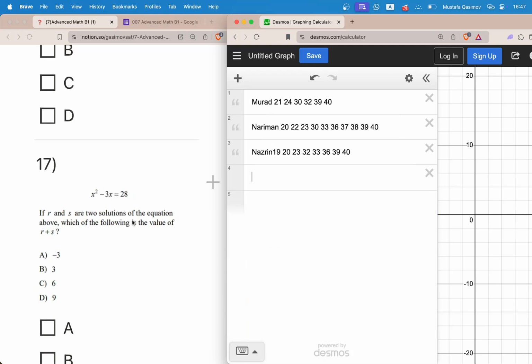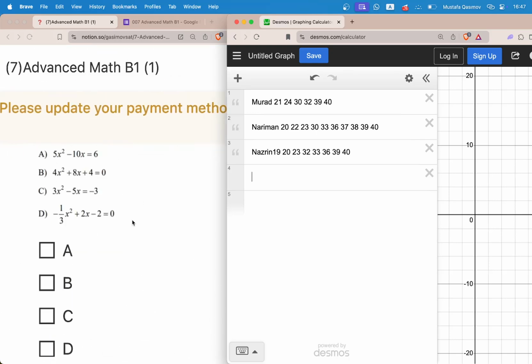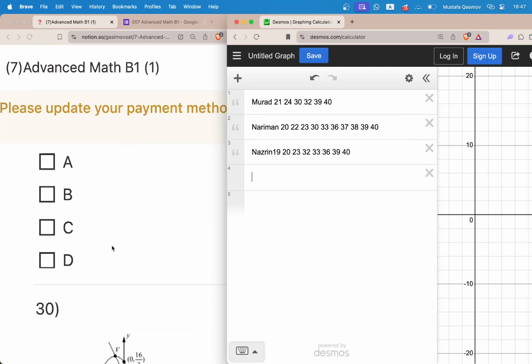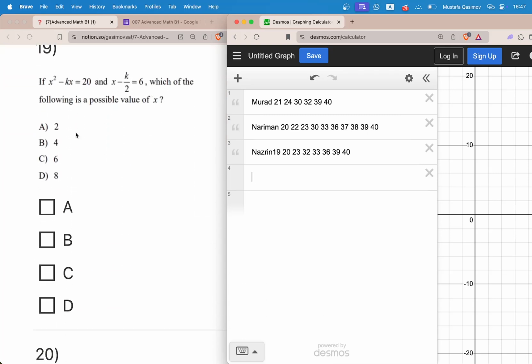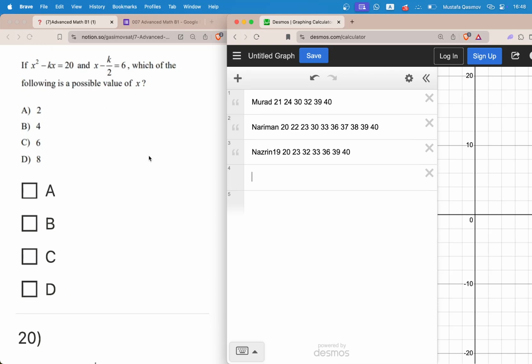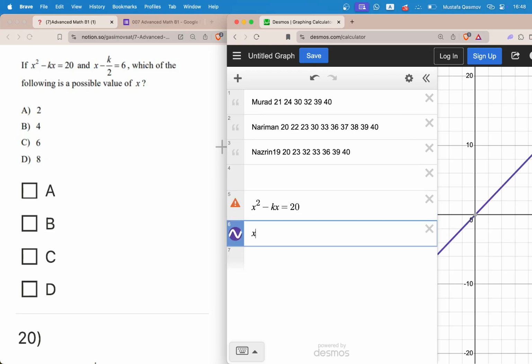Okay, next is 19. For 19, x squared minus kx is equal to 20. And x minus k over 2 is equal to 6. Which of the following is a possible value of x? Here we can see that we have two equations and two unknown letters, let's say x and k. So we can think of it as a system of equations.